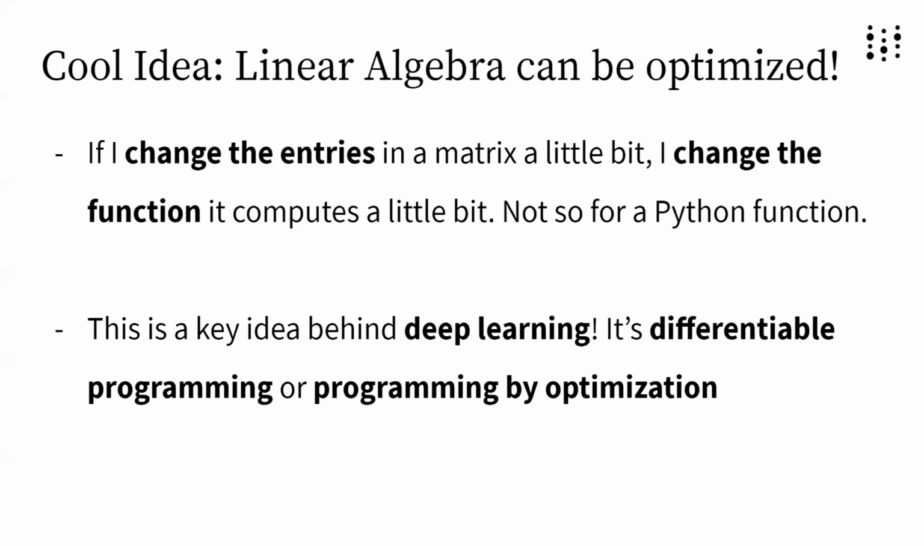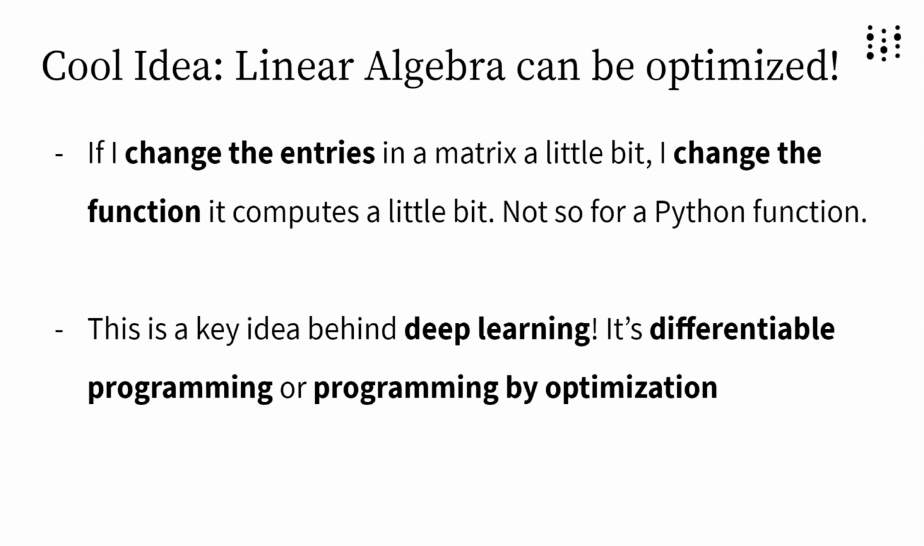That's not at all true for a Python function. If I change one letter, it might crash. If I change a def into a dof, then dof's not a keyword and the whole thing falls apart. So this makes Python functions really hard to automatically optimize, but linear algebra really easy to optimize.